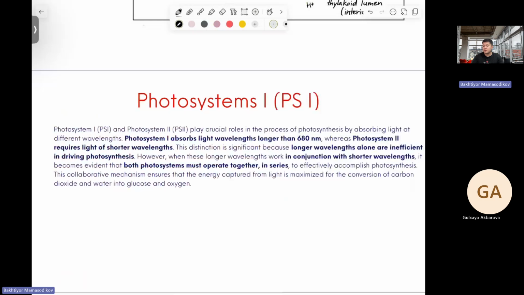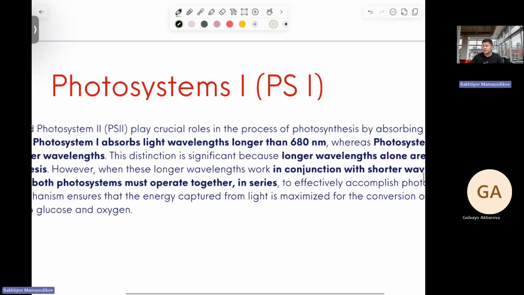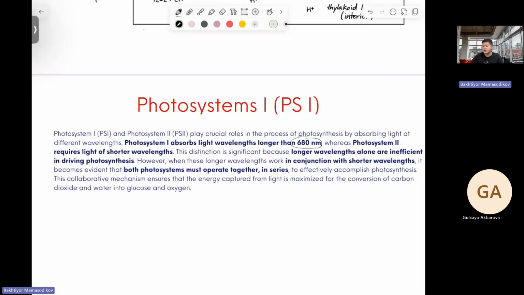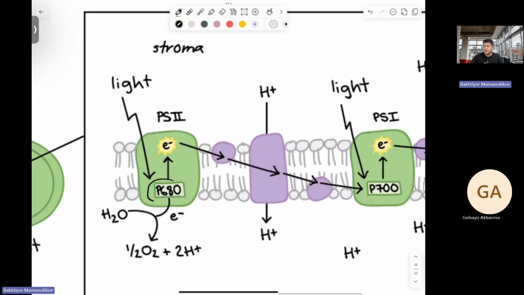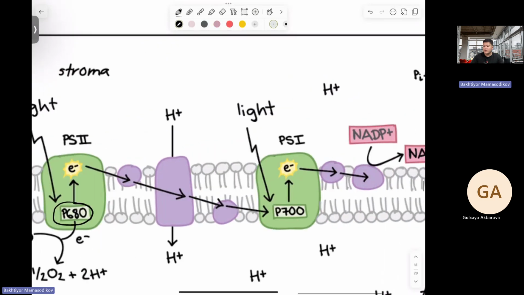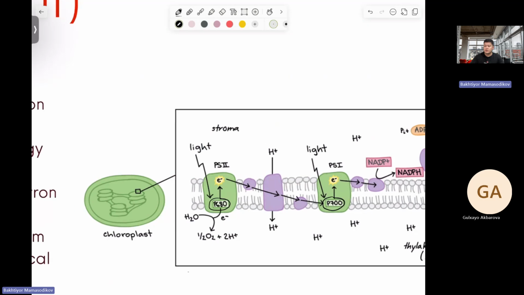Photosystem 2 absorbs light at 680 nanometers, a shorter wavelength. Photosystem 1 absorbs light at longer wavelengths, at 700 nanometers. This is photosystem 2, and this is photosystem 1. Okay, light.